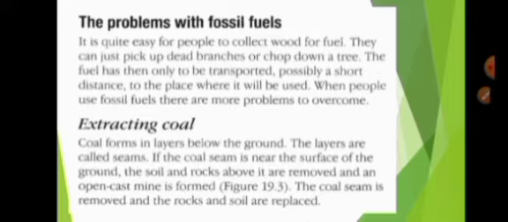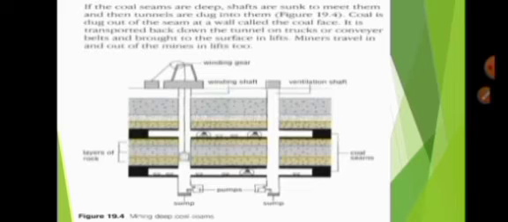If the coal seam is near the surface of the ground, the soil and rocks above it are removed and an open cast mine is formed. The coal seam is removed and the rock and soil are replaced. If the coal seams are deep, shafts are sunk to meet them and then tunnels are dug into them. The coal is dug out of the seam at a wall called the coal face. It is transported back down the tunnel on trucks or conveyor belts and brought to the surface in lifts. Miners travel in and out of the mines in lifts too.